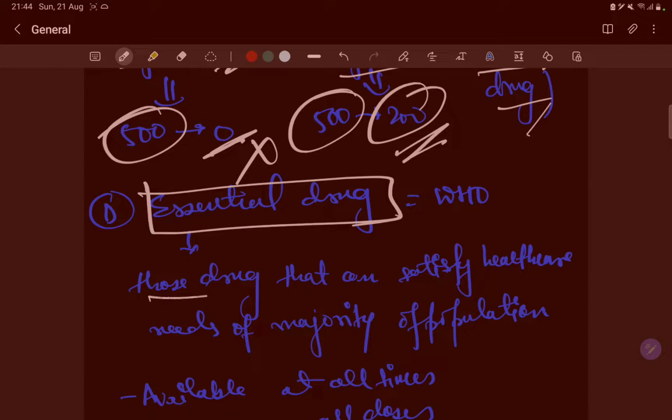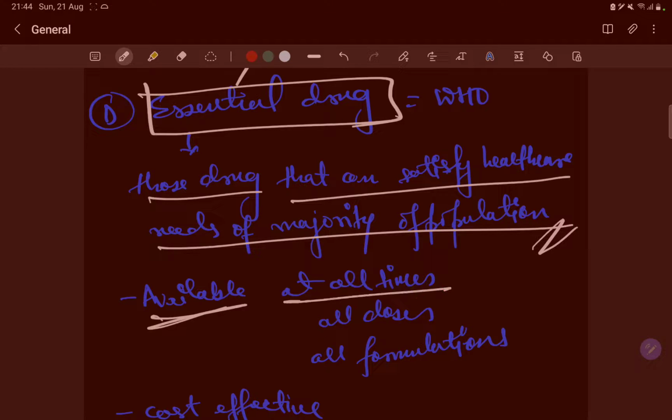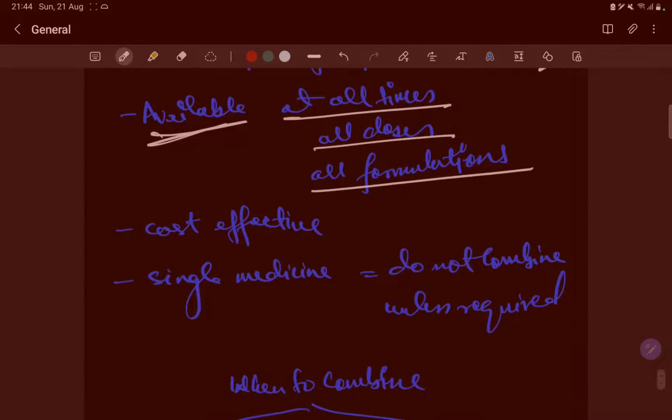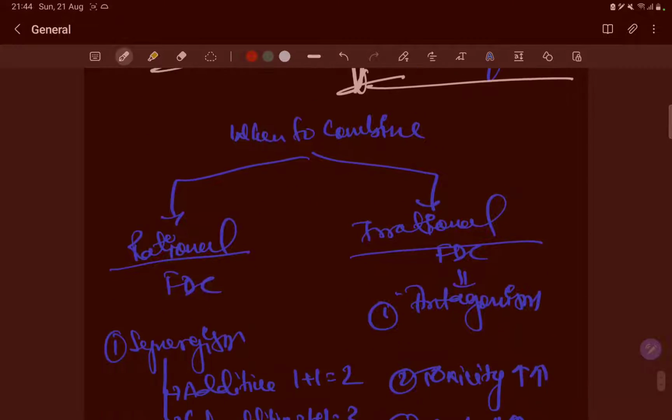Essential drugs as per WHO are those drugs that satisfy the health care needs of the majority of the population. Available at all times, in all doses or formulations. It is cost effective. Single medicine, do not combine unless required. So we have a list of essential drugs, and medicine is given according to that.